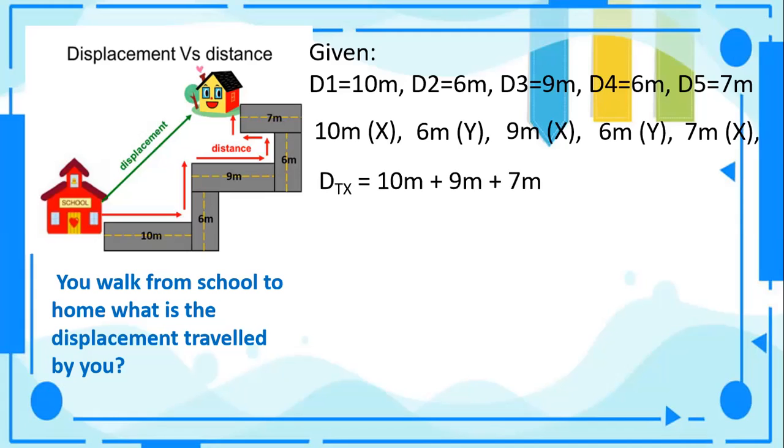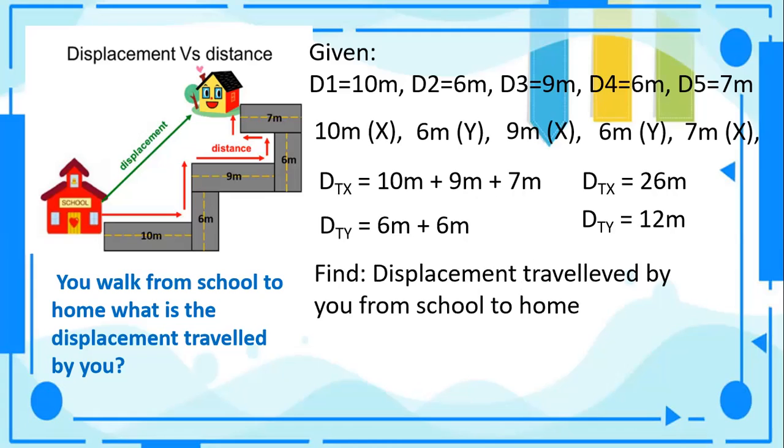So in the x component, we have 10 meters plus 9 meters plus 7 meters. That is equal to 26 meters. And in our y components, we have 6 meters plus 6 meters. That is equal to 12 meters. Then after that, what we need to find now is the displacement traveled by you from school to home. So in our example, we are going to use the formula total displacement is equal to the square root of the summation of x squared plus the summation of y squared.